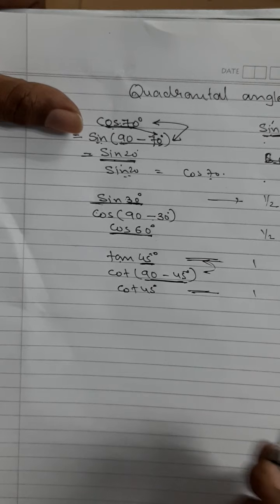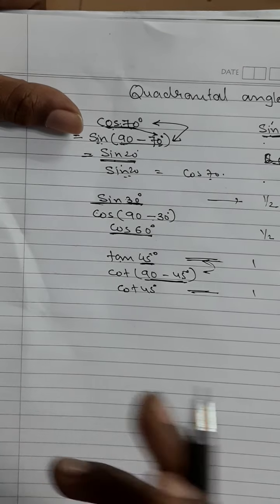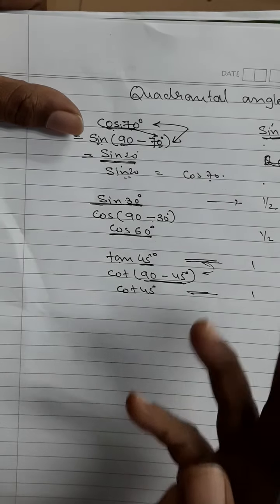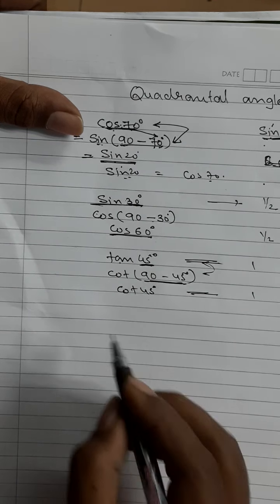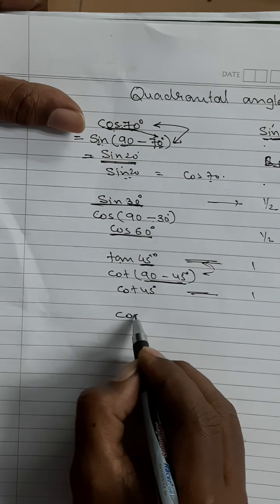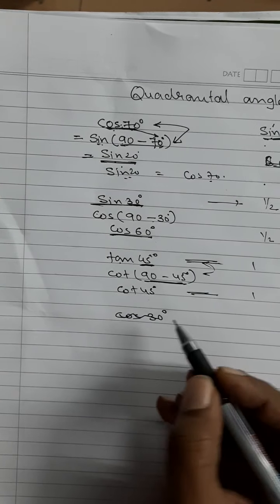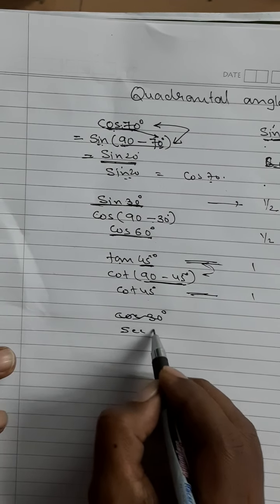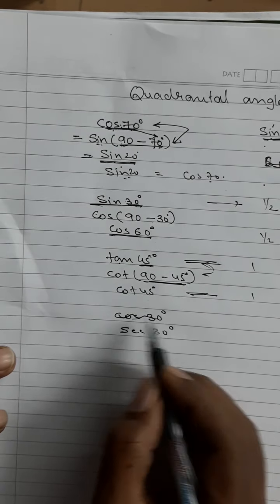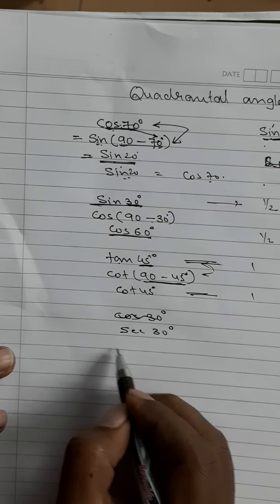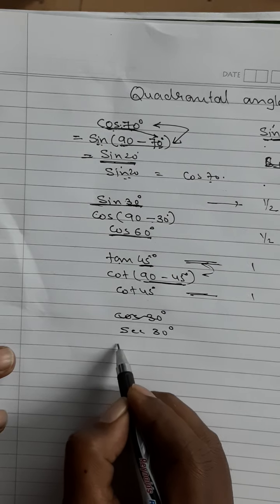And similarly, if you see, cos 45 degrees is 1 upon root 2, sine 45 degrees is 1 upon root 2. And then supposing we have cos 30 degrees, or we can take another one, sec 30 degrees. So first I will convert it to the quadrantal angle form. Sec will get converted to cosec.